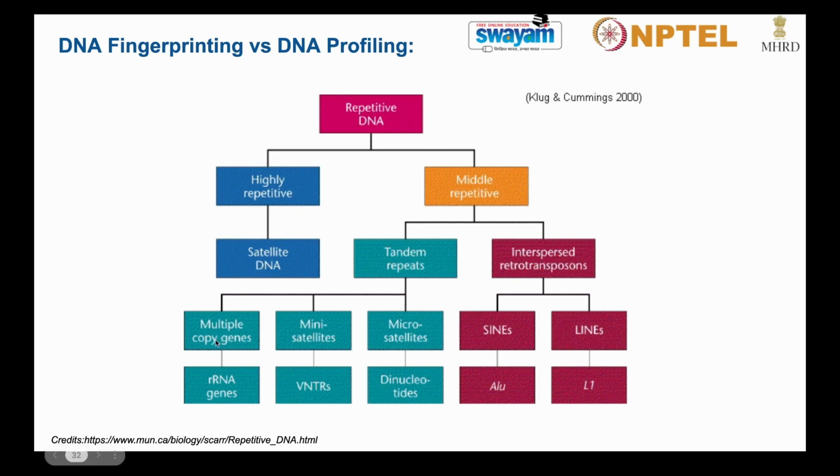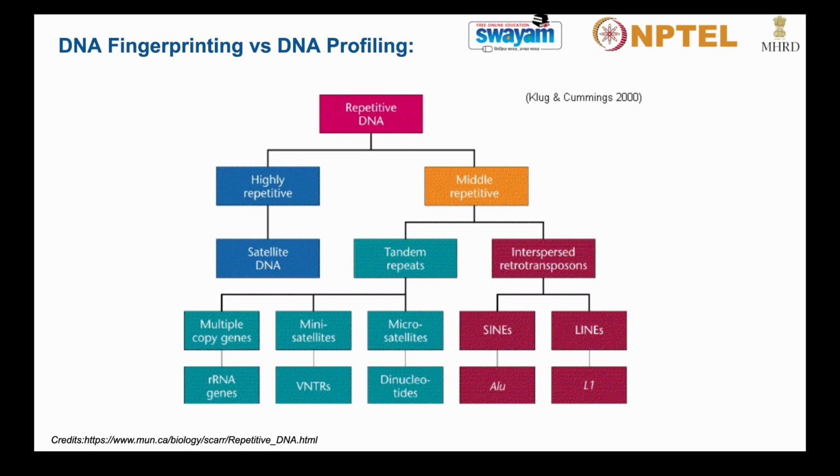Whereas in tandem repeats, you can see multiple copy genes such as rRNA genes, minisatellites, which you have heard earlier also, which are the VNTRs, and microsatellites, that are the dinucleotides. And in SINE and LINE, that are the short interspersed nuclear elements and long interspersed nuclear elements, these are their examples, Alu and L1. So these are the retrotransposons that are interspersed. These are the different repetitive DNAs which uniquely signify an individual and are helpful in distinguishing one individual from another. And these are the reasons behind the unique DNA fingerprint of an individual. I hope it is clear.